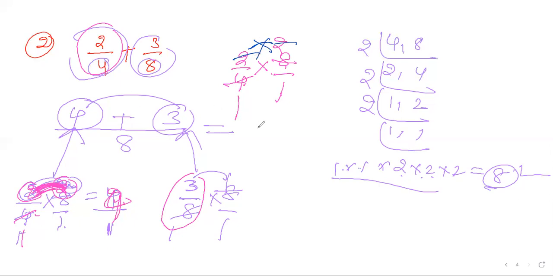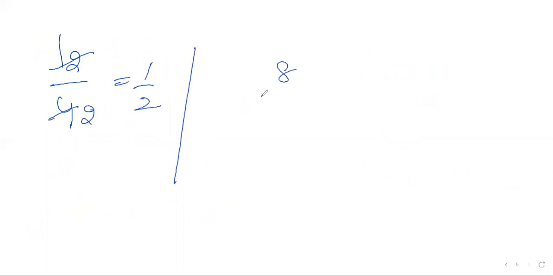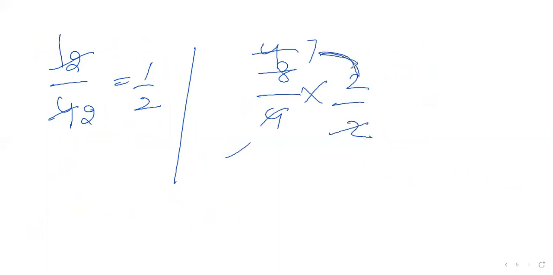So 4 plus 3, 7 by 8. The thing is clear. Once again I'm telling, if 2 by 4 is there, 2 ones are 2, 2 twos are 4, the answer is 1 by 2. Here, if it is 8 by 4 into 2 by 2, 2 ones are 2, 4 ones are 4, 4 fours are 1, into 2.